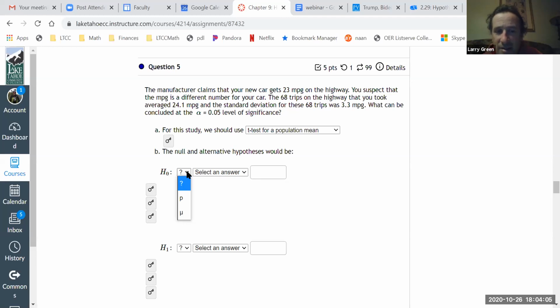P or mu? Yeah, this is mu because, again, it's quantitative data. It's what's your miles per gallon. It's a number, not a yes, no. Less than, not equal to, equal, or greater than. Which one is it?